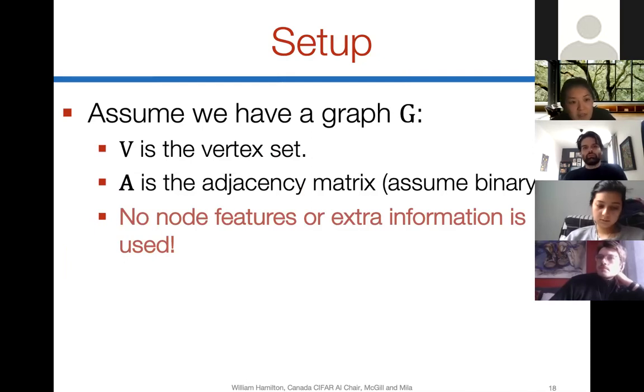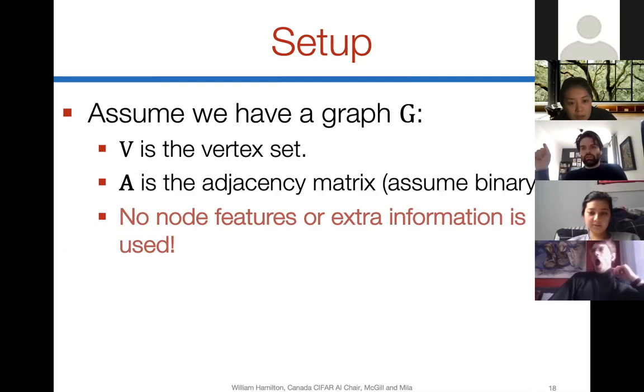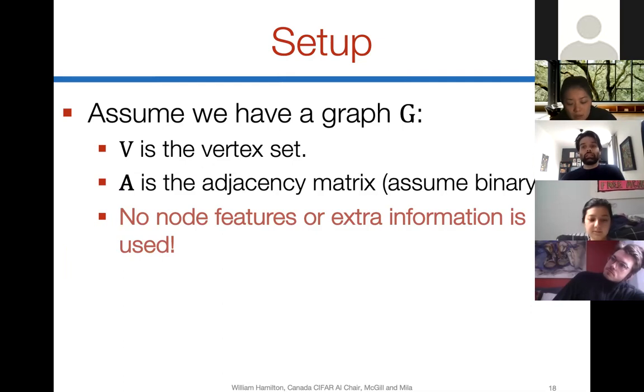So just to make things a bit more formal, we're going to assume that we have a graph. A graph is given by a vertex set, so this is a set of nodes, as well as the adjacency matrix. And we can assume this is binary. This adjacency matrix has one row for every node and one column for every node, and there's a 1 in this adjacency matrix if these two nodes are connected to one another. So basically, this adjacency matrix is just telling us which nodes are connected to one another. And in today's talk, we're going to assume that there's no other extra information. There are many more advanced techniques that can leverage, say, node features and other complicated information along with the graph structure, but we'll leave that as future reading for those who are interested.